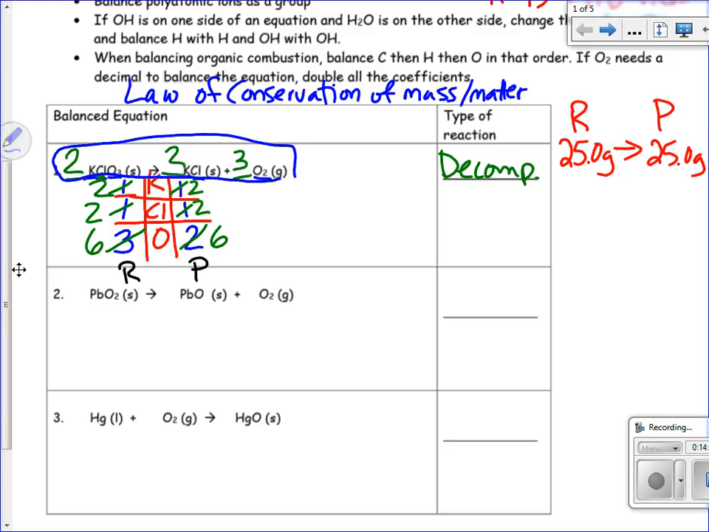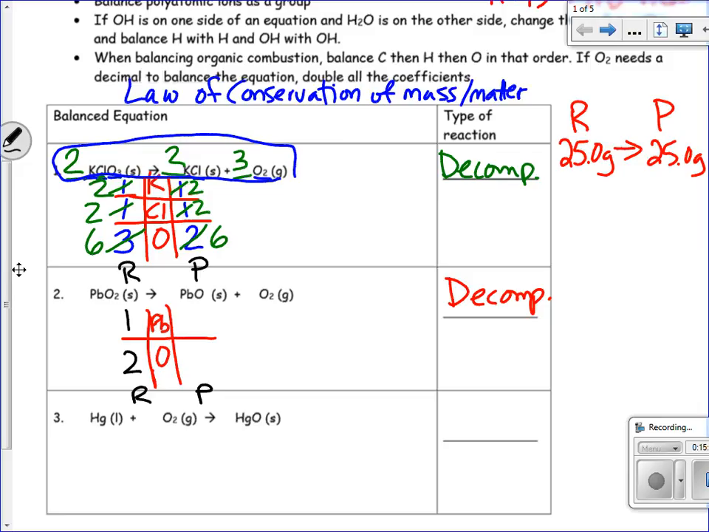Let's look at number 2. What kind of reaction is number 2? It's a decomp as well. Good. So this one only has 2 elements in it, so that's nice. That's easier, right? So I have my Pb and I have my O, my lead and my oxygen. So I do my tallies, my reactant tally and my product tally. Over here on the reactants, over here on the products. How many leads on my reactant side? 1. How many oxygens? 2.